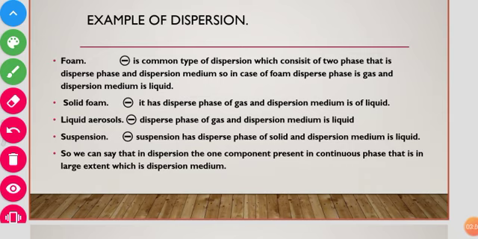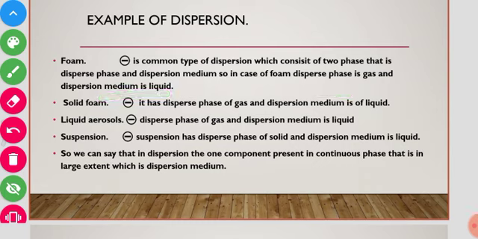Foam is a common type of dispersion which consists of two phases. One is present as a dispersed phase and the other as a dispersion medium. So in case of foam, gas is present as a dispersed phase while the liquid is present as a dispersion medium, because as we know, in foam the liquid is present in abundant concentration or to a large extent.